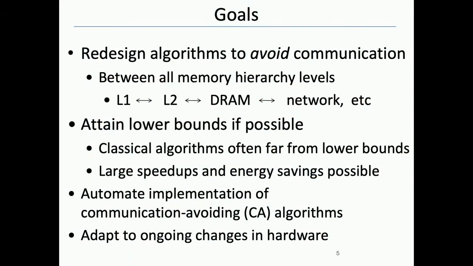So here are our goals. We want to redesign algorithms to avoid communication between all levels of the memory hierarchy, because there are multiple levels: L1 cache, L2 cache, DRAM, and going between different processors over a network. And we want to attain lower bounds, if possible. It turns out the classical algorithms that we've used for many, many years are often far from the lower bounds, so there are going to be large speed-ups and energy savings possible. I'm going to spend most of my talk on that.